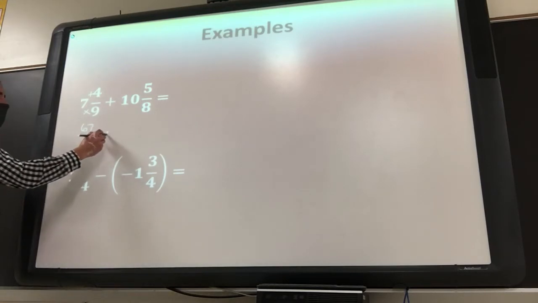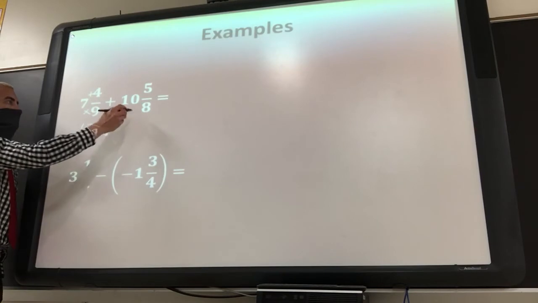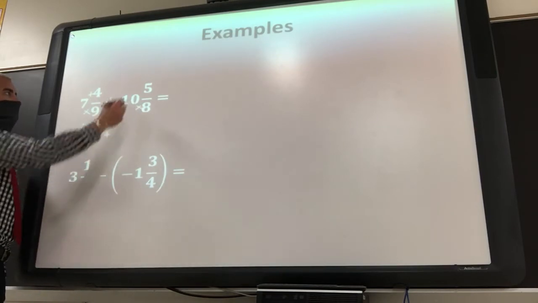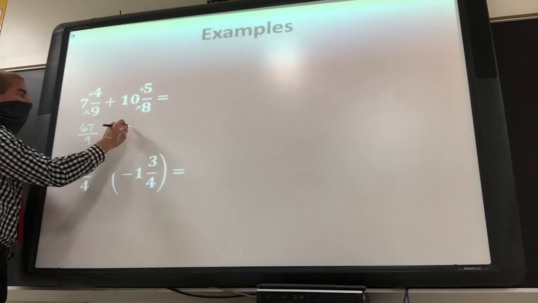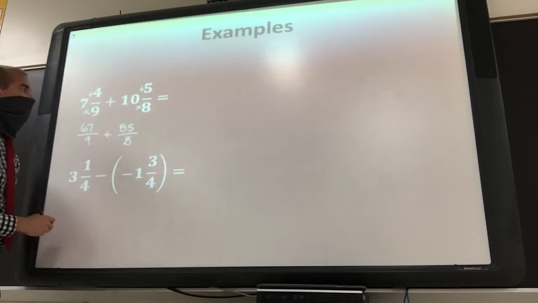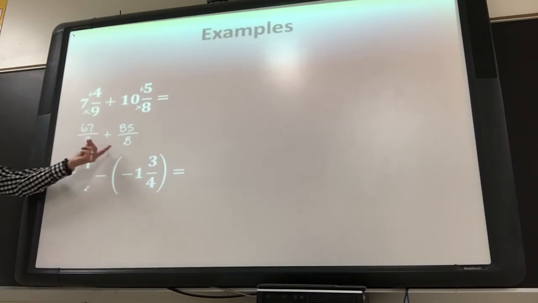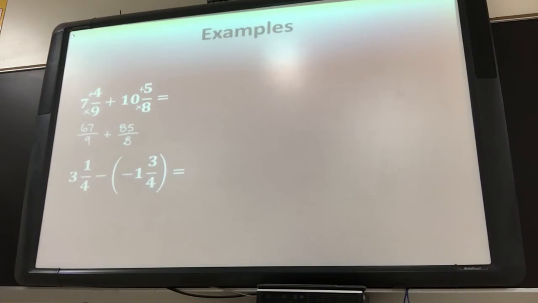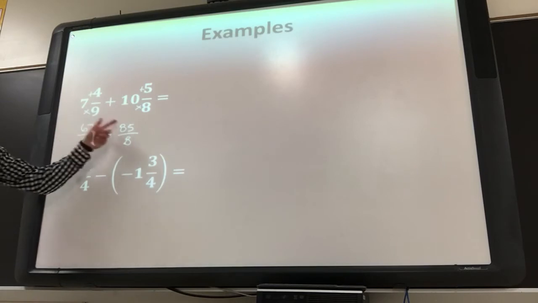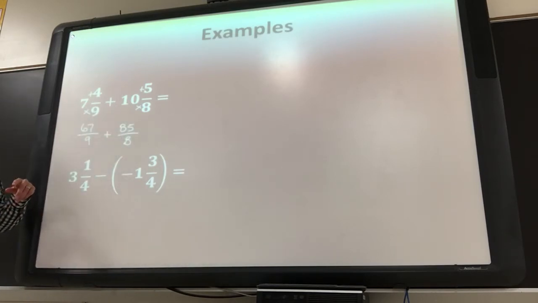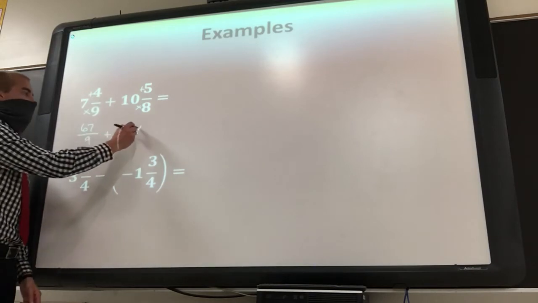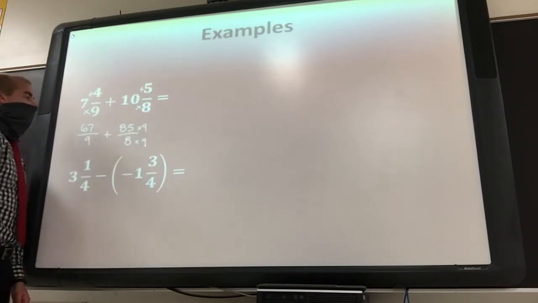We'll do the same thing to this 10 and 5 eighths. 10 times 8, which is 80, and then 80 plus 5 would be 85 over 8. Now this is where mixed numbers take a little longer because we're going to have some bigger numbers. It stinks, because what's the only denominator that's going to work for 9 and 8? 72. So we're going to have to do this fraction times 8, this fraction times 9. So we'll make it go by a little quicker. You guys do 85 times 9. I'll do 67 times 8.